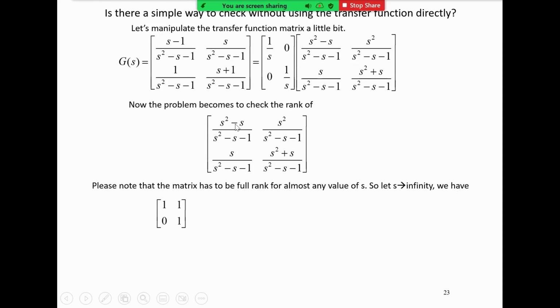When s goes to infinity, the dominant term is s squared, right? This one, the dominant term is s squared over s squared. We have 1. This one also has 1. This one, we get 0. So this one is 1. Of course, we only need to look at this matrix. Clearly, this matrix is non-singular, right?